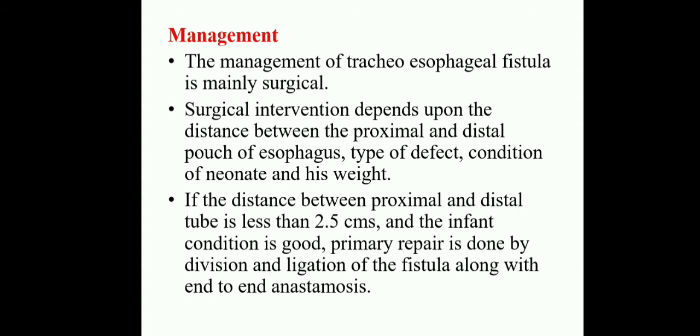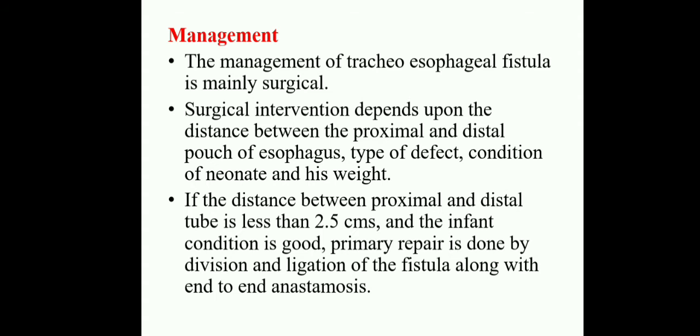If it is a premature baby, the weight is less, so we are not supposed to advise those babies for surgical interventions. If the distance between the proximal and distal pouch is less than 2.5 centimeters and the infant's condition is good, primary repair is done by division and ligation of the fistula along with end-to-end anastomosis. That is the surgical intervention to correct the fistula.